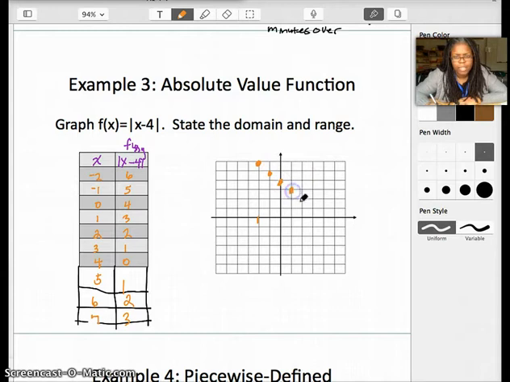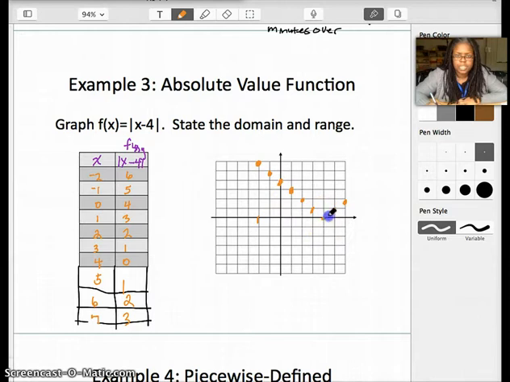At 1, I'm at 3. At 2, I'm at 2. At 3, I'm at 1. At 4, I'm at 0. And then the bounce begins. At 5, I'm at 1. At 6, I'm back up to 2, and et cetera, et cetera.